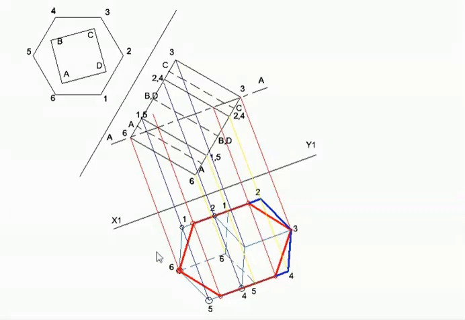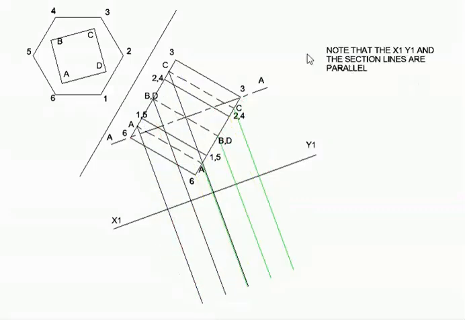But the red part is the sectioned part. Take note that I've just added this. Note that the XY line and the section line are parallel. The section line, which is this one, should have been section line, it's not lines, it's just one, sorry. And the XY line, those two are parallel to one another.